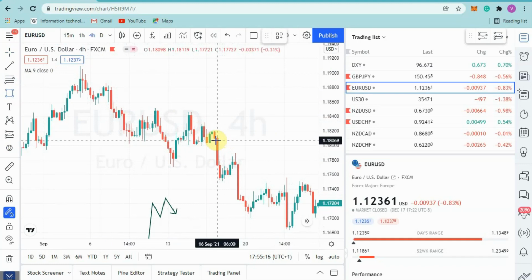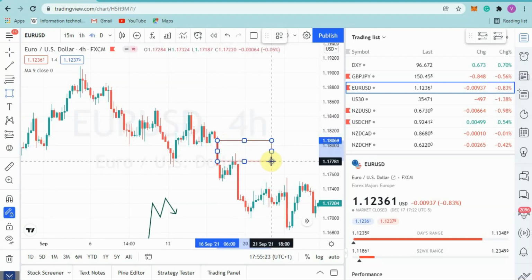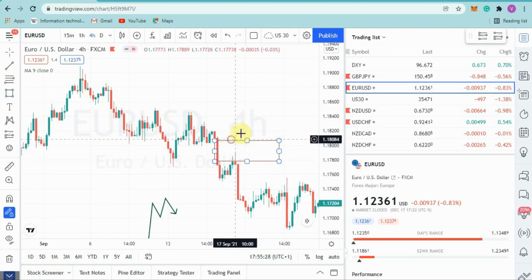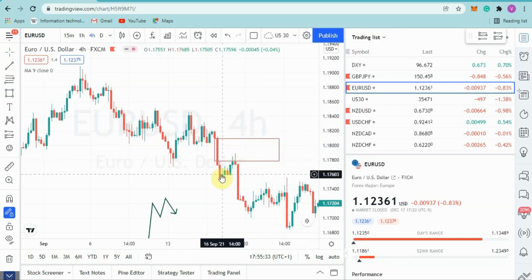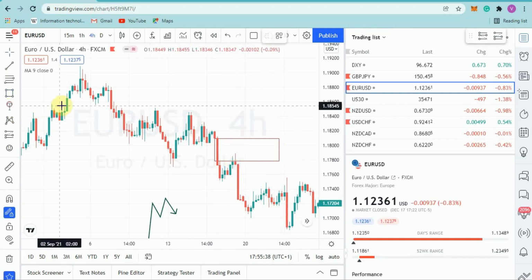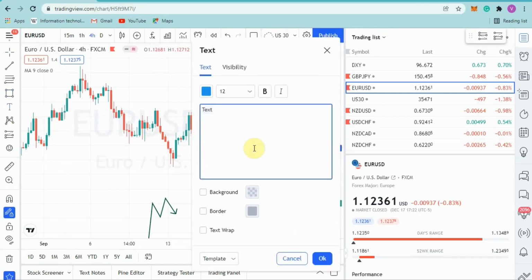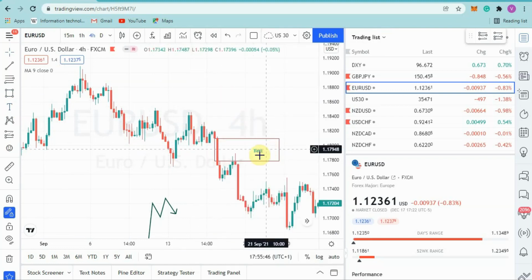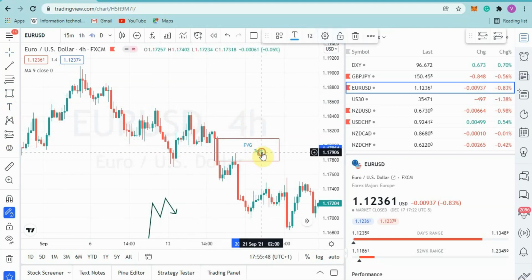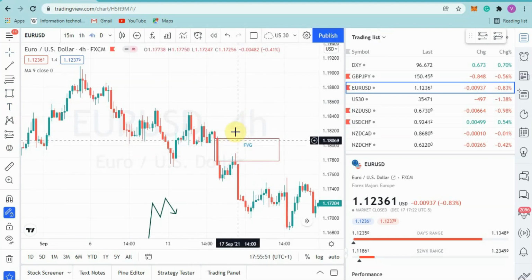So to mark it out, you take your rectangle tool from the wick of the candle above to the wick of the lower candle and just draw it out. Okay, so you see it, from the wick of this candle here to this down candle here. So this is our fair value gap. We could just write that down, also called FVG. So in case you see FVG or fair value gap or inefficiency, it's all the same thing. Okay, so this is it.